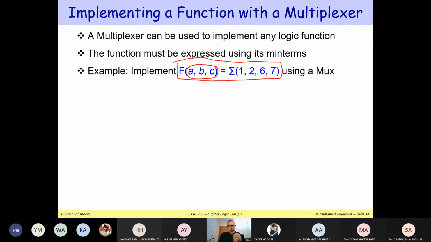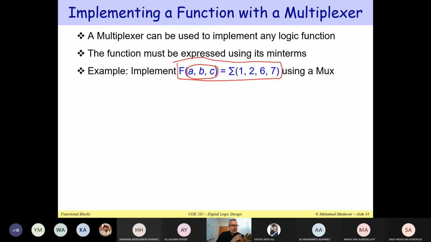I can draw a truth table, of course, for this function. So it has 4 minterms. The truth table will have 8 entries. 4 of them, the outputs will be 1, and the other 4 will be zeros. So we know what the minterms of the function f are. The question is, how do I implement this function f using a multiplexer?